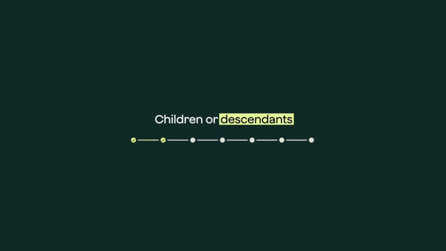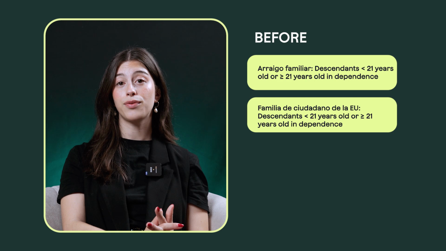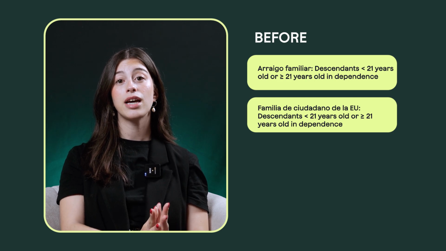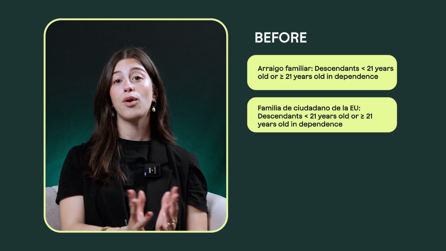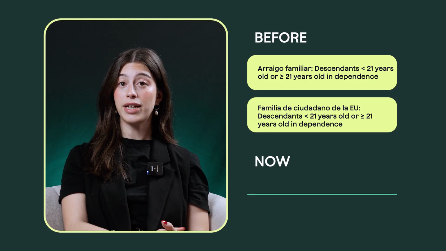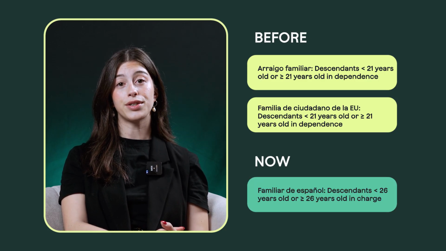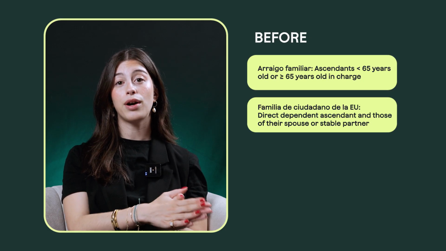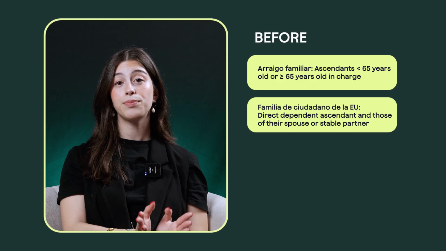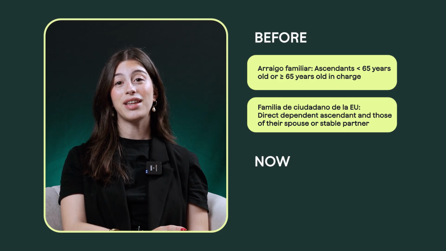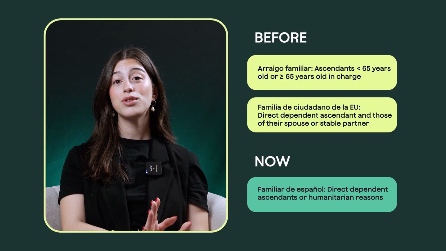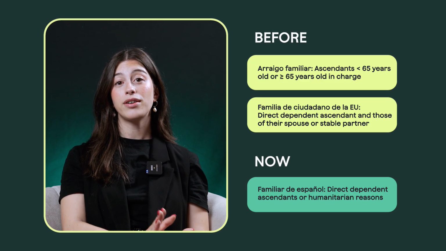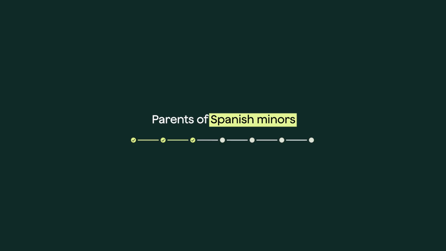Children or descendants. Regarding children or descendants, before, those under 21 years of age or over 21 if they are dependents were eligible for the family arraigo or the EU card. Now, with the new card for Spanish citizens, children up to 26 years of age or older if they are dependents or have disabilities may apply for this card. Ascendants. As for the ascendants, previously they could only apply for residency if they were over 65 or under that age but economically dependent. Now, in addition, ascendants in direct line are also included without age limit, when there are humanitarian reasons.